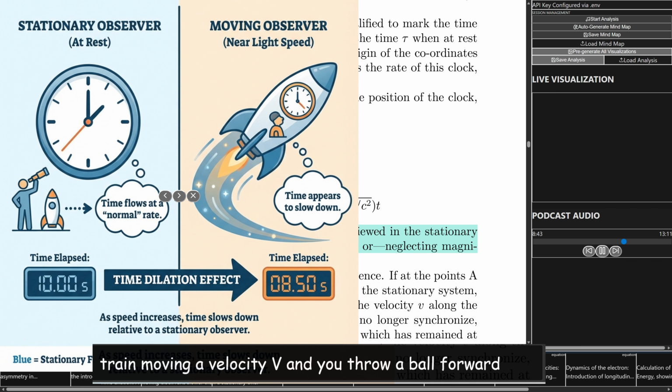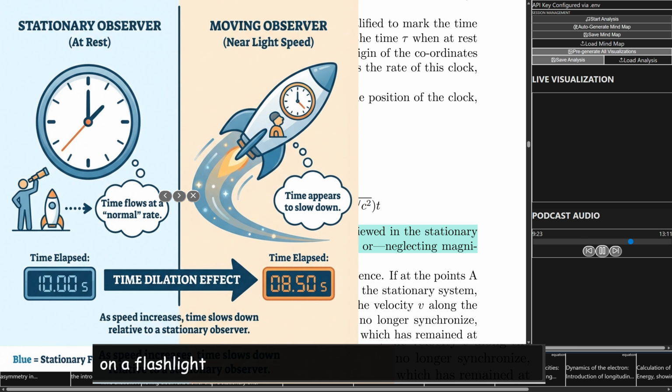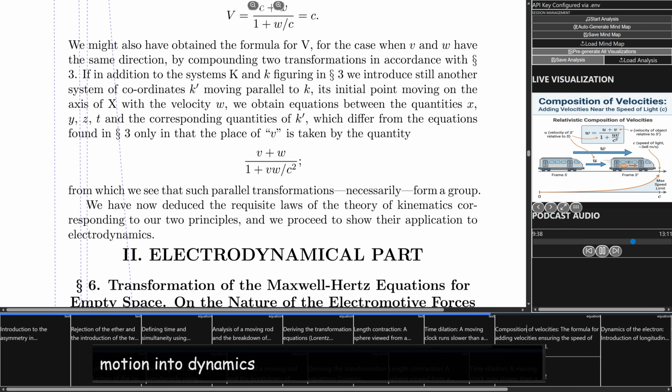And what if one of the velocities is c? Say you're on a spaceship traveling at c and you turn on a flashlight. The formula gives you a perfect result. V equals c. The light from your flashlight still moves at c relative to me. The speed of light is absolute. It all fits together. And this leads right from kinematics, the description of motion, into dynamics, the cause of motion.